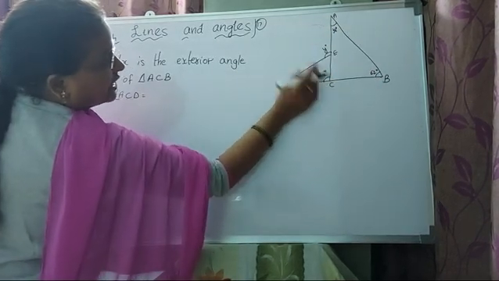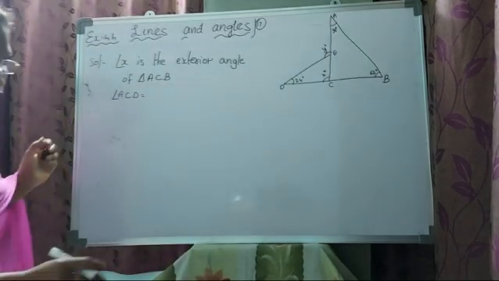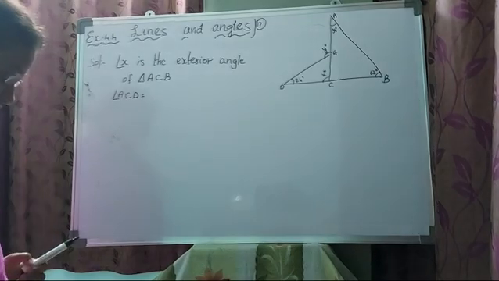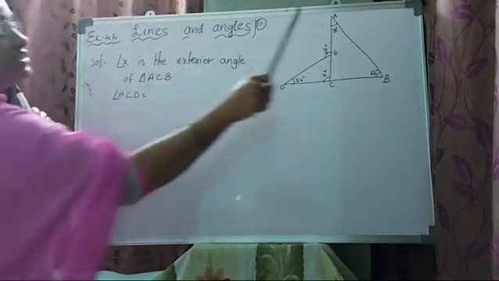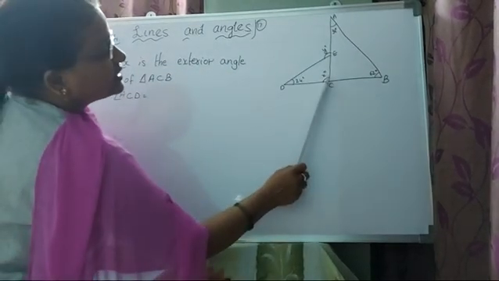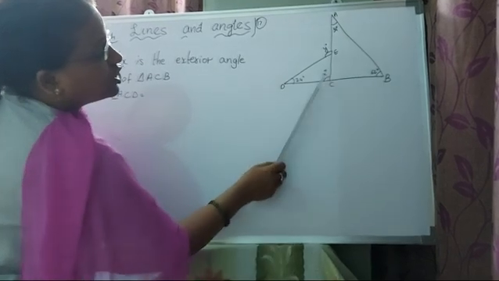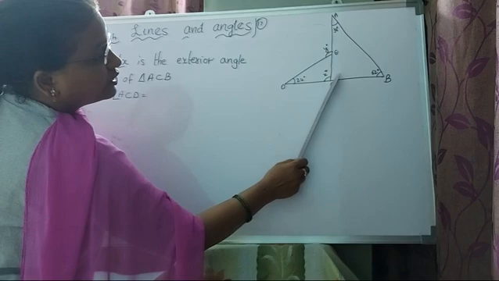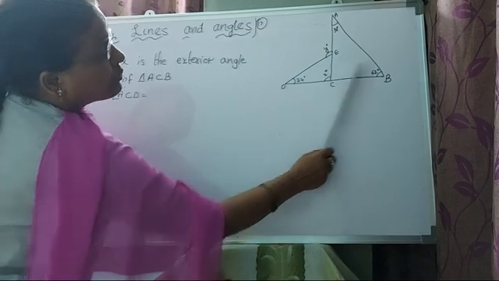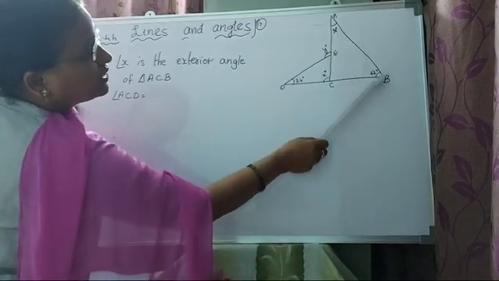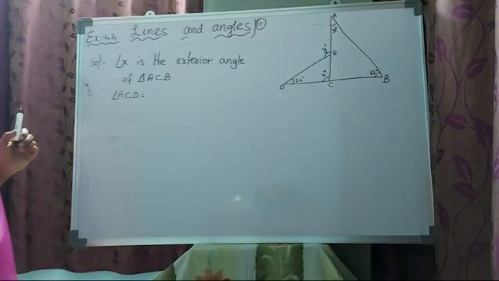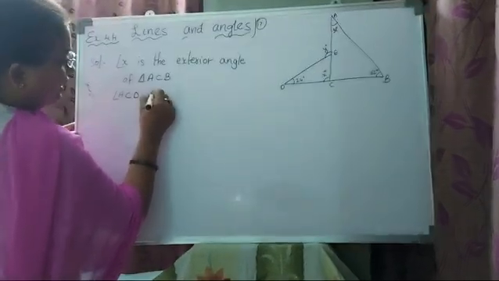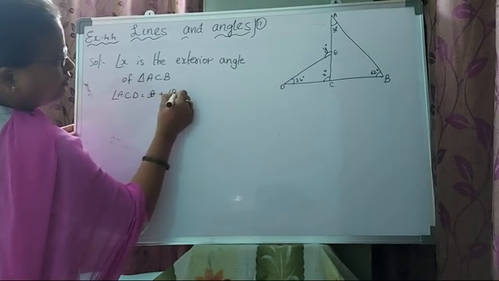This is the exterior angle. You forget about this angle. You just observe only this triangle. If you observe this triangle, this is the exterior angle for this triangle. So the exterior angle is equal to the sum of the opposite two interior angles. You should not take this angle. So angle ACD is equal to angle A plus angle B.